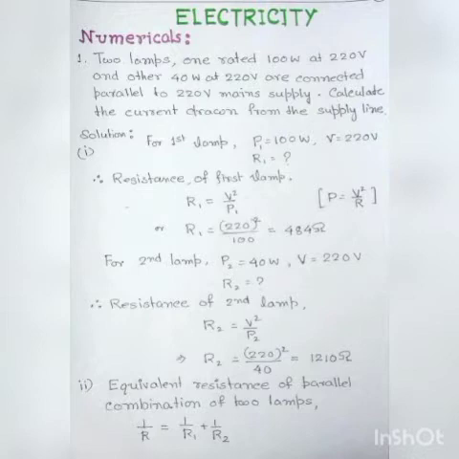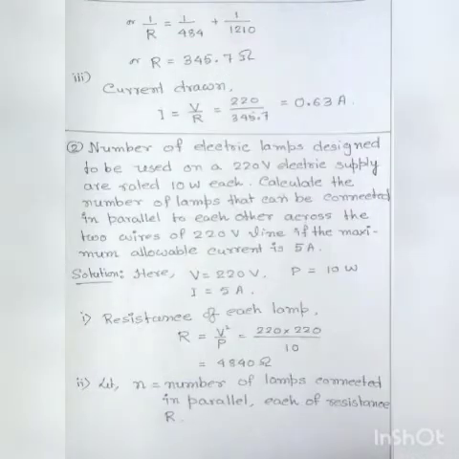In the next step, we will calculate the equivalent resistance of the parallel combination of these two lamps. For that we will use the formula 1 by R equals 1 by R1 plus 1 by R2. Now we substitute the values of R1 and R2 in this equation, and after calculating we get the equivalent resistance R equals 345.7 ohm.